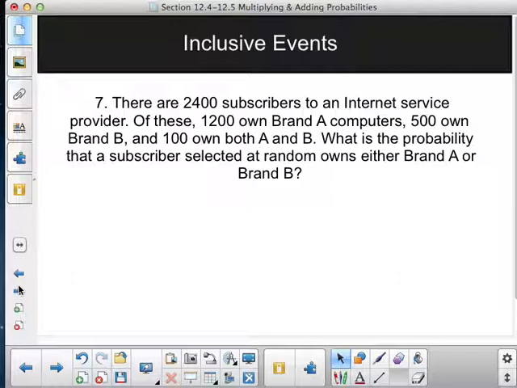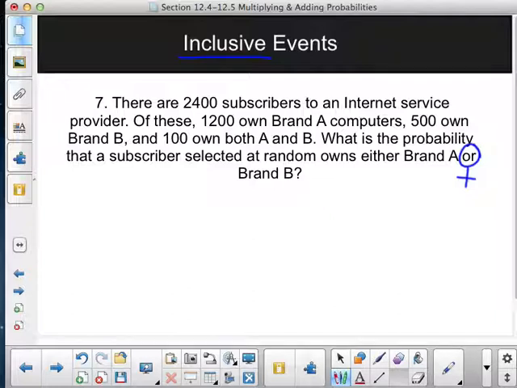My next example. There are 2,400 subscribers to an internet service provider. Of these, 1,200 own brand A computers, 500 own brand B, and 100 own both A and B. What is the probability of a subscriber selected at random owns either brand A or brand B? That or reminds me that I'm going to do addition. But here's the thing, it's inclusive because they can own both if they want to.